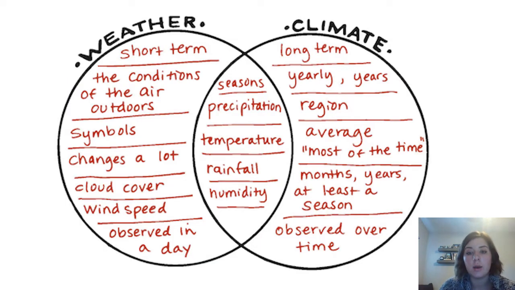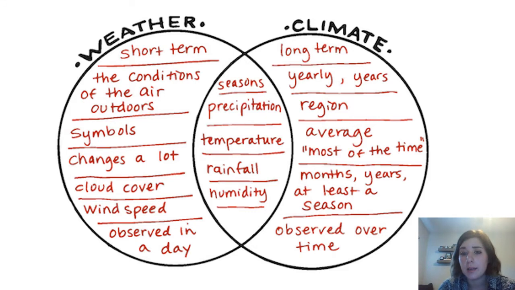Okay, here's another way we can look at it. We've got a Venn diagram. Weather is going to be short term, climate long term. Weather is going to have the conditions of the air outside. It changes a lot. We observe it in a day. Whereas climate is going to be yearly or over years.